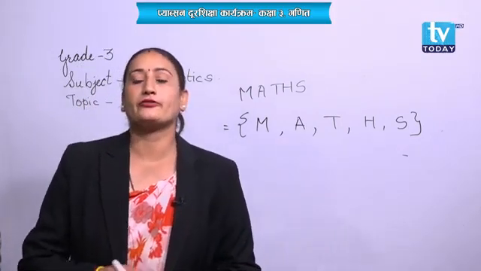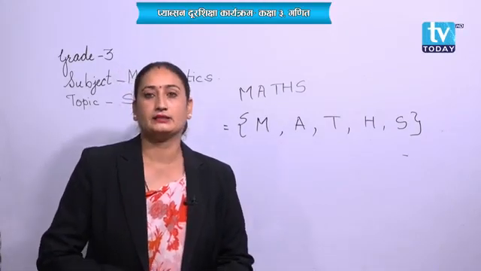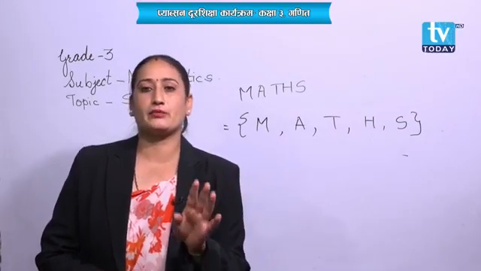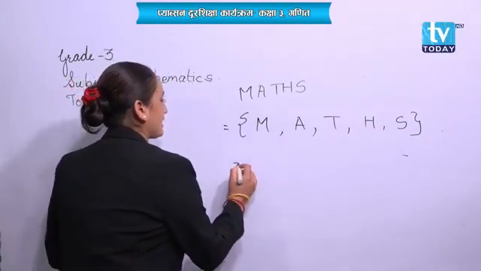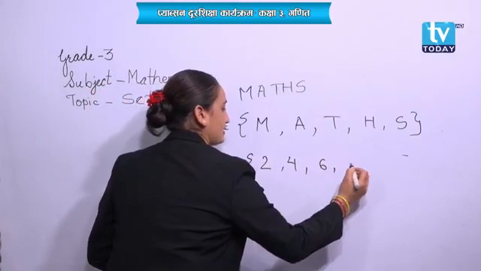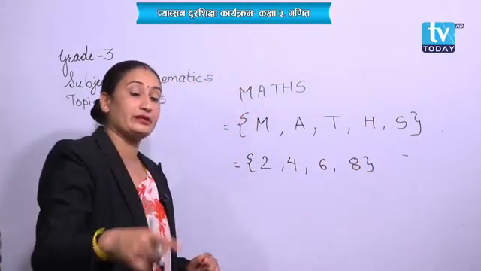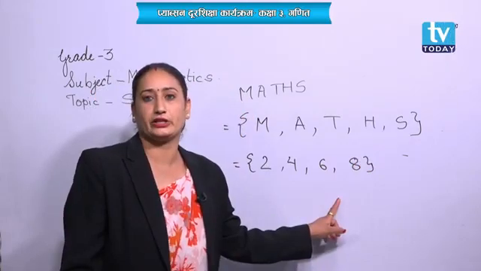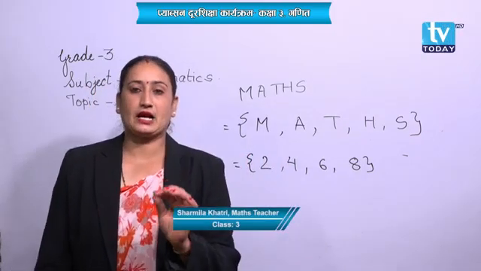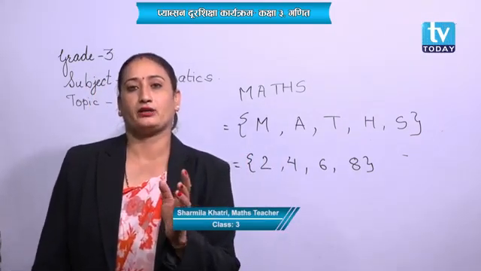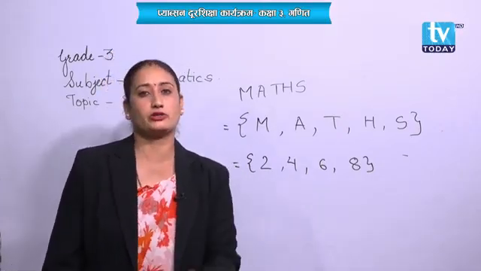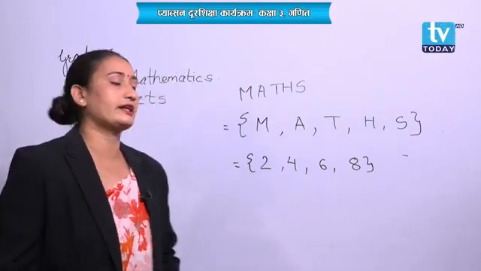The set of even numbers less than 10. Can you write it? The set of even numbers less than 10. Please write it out. List it out. 2, 4, 6, 8. Less than 10 means up to 8. You have to write it over here. Okay. Now, next one. The set of days of a week. Or you can write the set of 3 days of a week. Any one which you like the most.